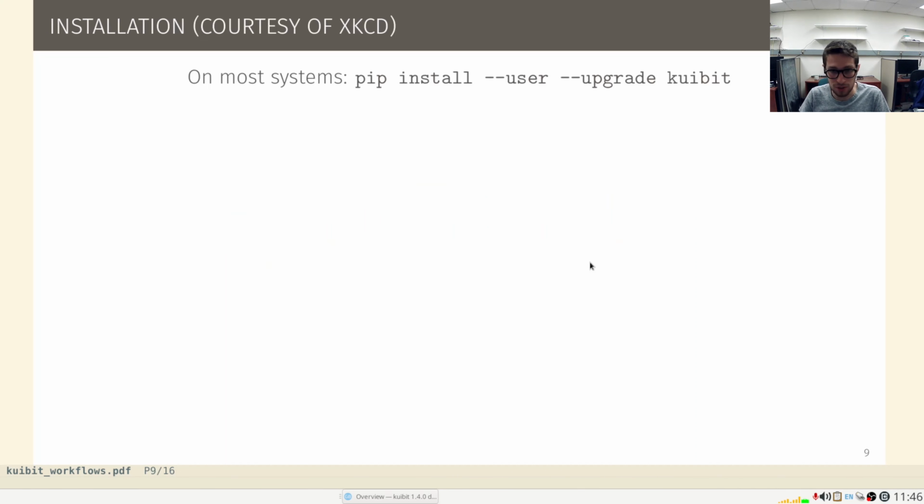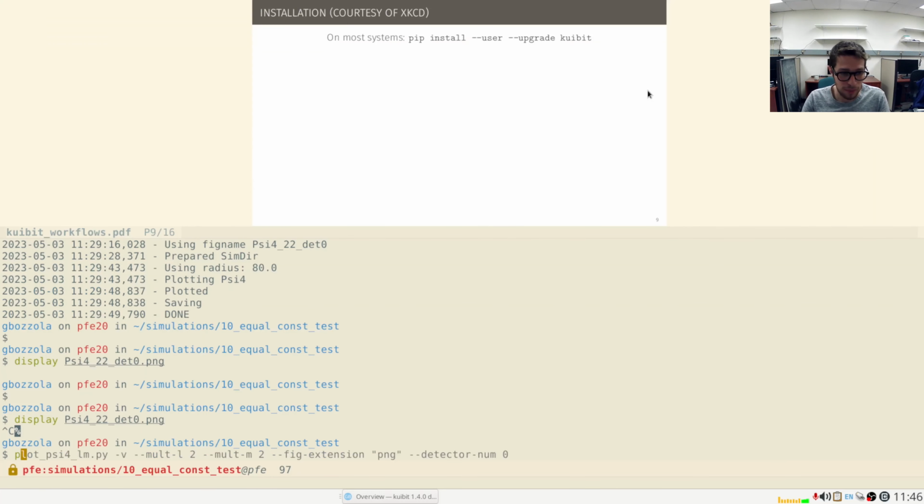So let's first look at how to install Kuibit. On most systems, I would say, just run pip with the user flag and the upgrade flag, or if you want a specific version, you can specify it, and this will install Kuibit. You don't have to do anything, it's just there. And we can have a look at an example where this works. So pip install --user --upgrade kuibit.